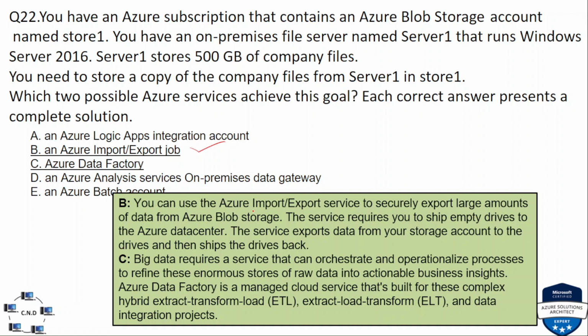For B, you can use the Azure import export service to securely export a large amount of data from Azure Blob Storage. The service requires you to ship empty drives to the Azure data center. The service exports data from your storage account to the drives and then ships the drives back.